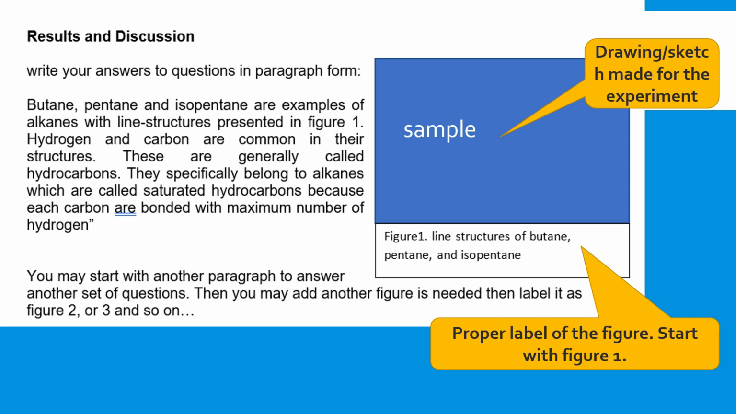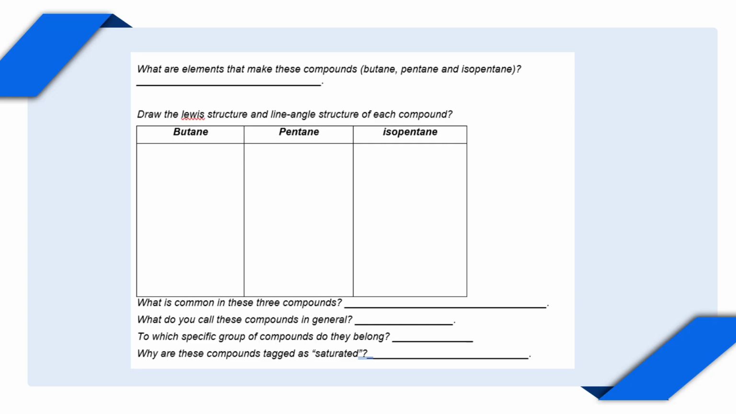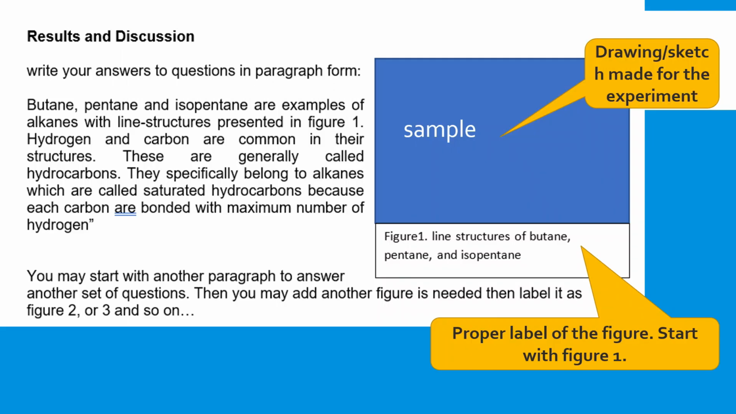And then, there are series of questions na kailangan yung sagutin. So, yung sagot nyo sa mga question na yon, isusulat nyo lang siya in a paragraph form. Let's say, ang question din is, draw the line structure of this compound, butane, pentane. What is common among these in their structure? What specific group do they belong? Yun. And why they are called saturated hydrocarbon. So, yung sagot nyo sa 4 na question ngayon, pag dugtungin nyo lang, and you will form a paragraph.